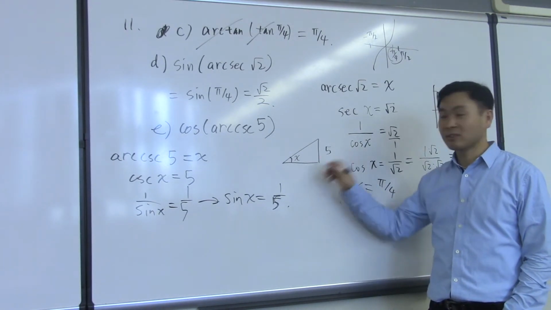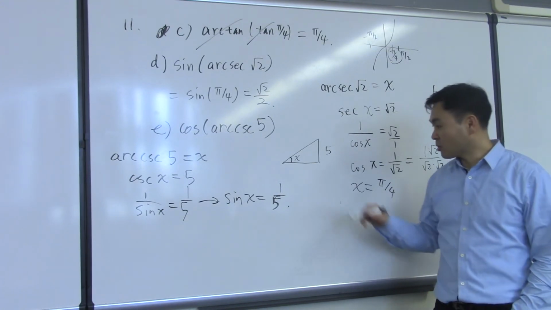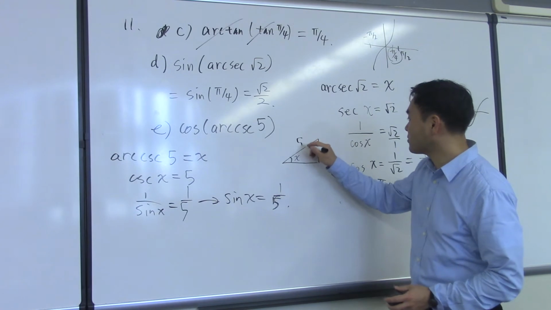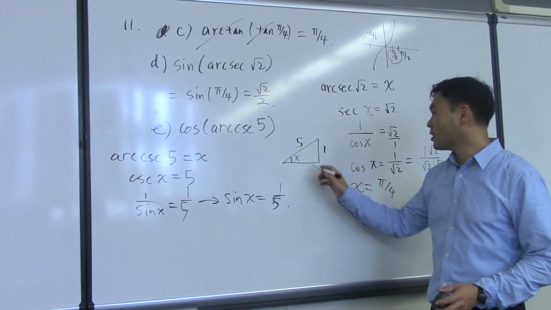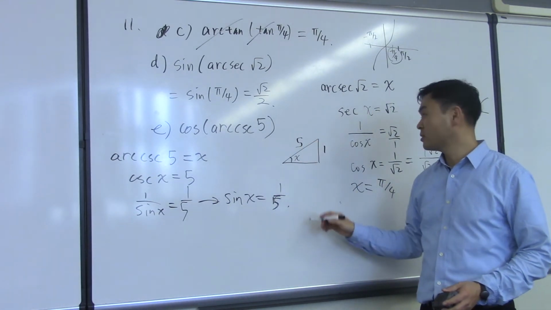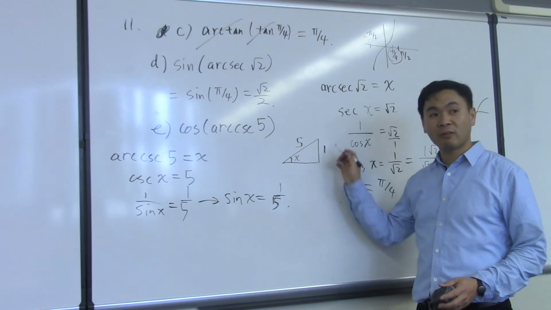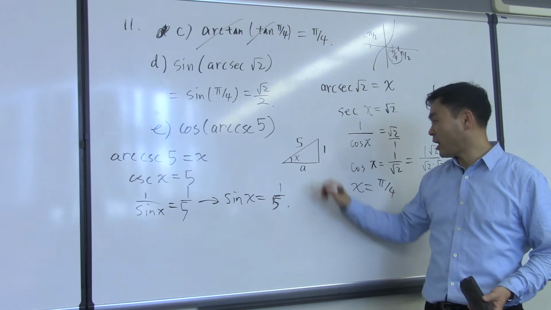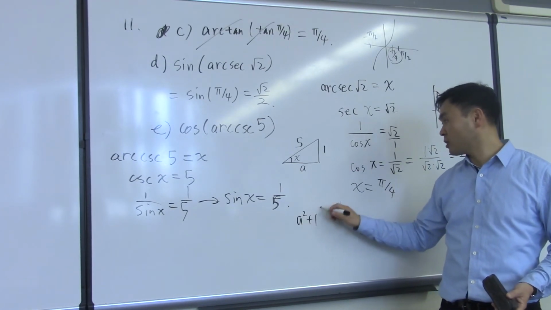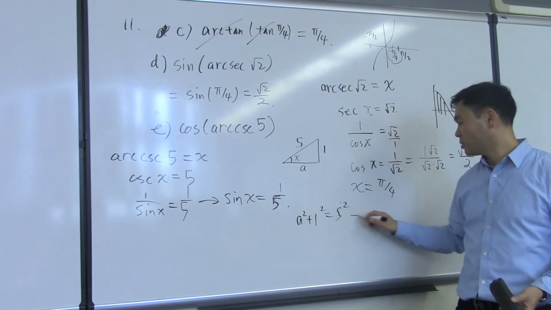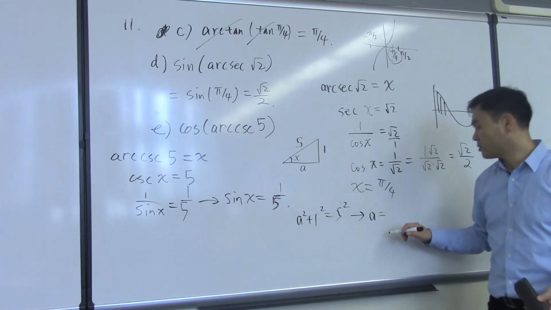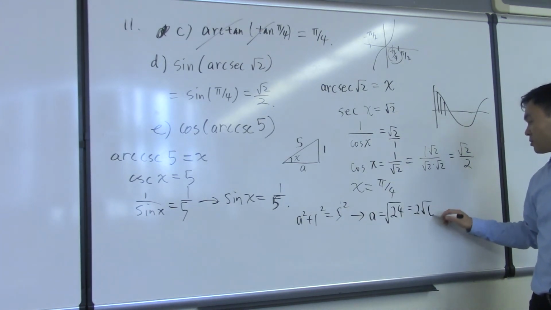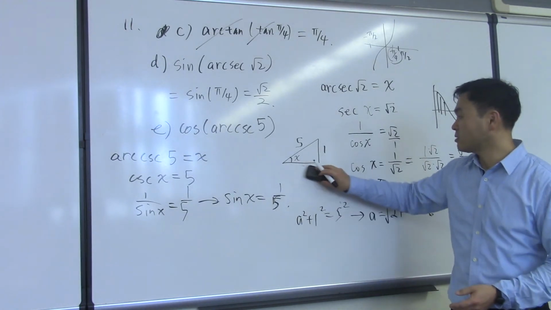Opposite of 5, x? No. Where should I put 1? 5 goes to the hypotenuse, right? 5 and 1. Now, can you also figure out what this is? If I say a squared plus 1 squared is equal to 5 squared, 25 minus 1 is 24. Solving for a, this is the square root of 24, which is 2 radical 6. Okay? So this is 2 radical 6.